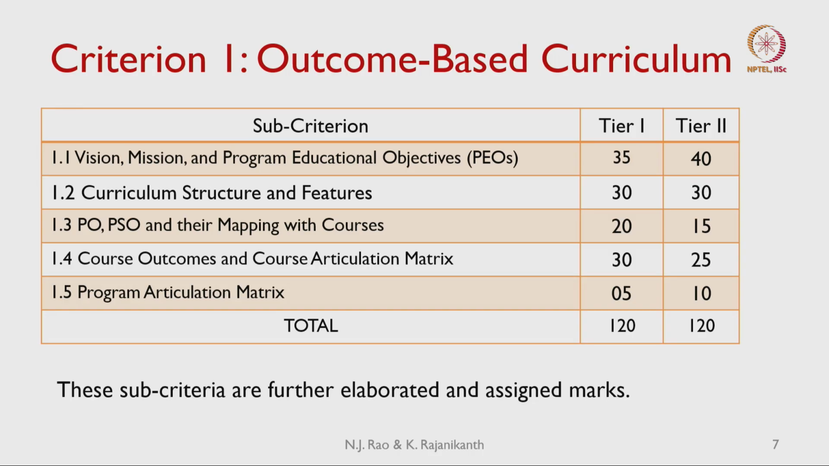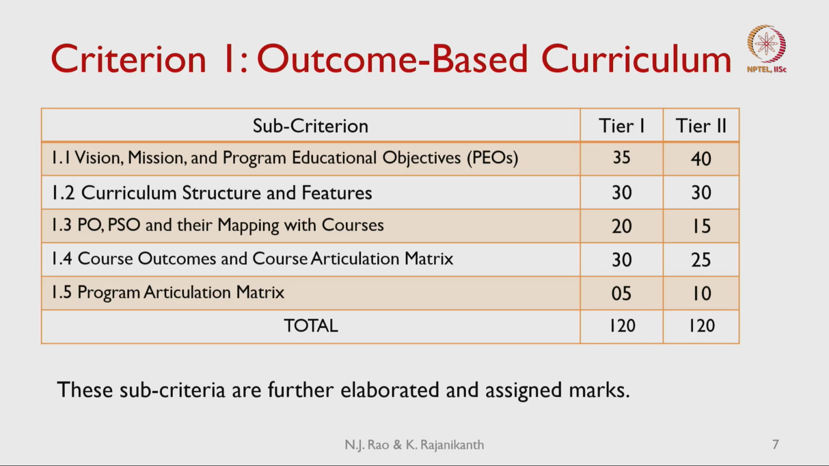So, we showed it quickly, and now we will just show what the basic criteria are. We discussed first criterion 1, which is outcome based curriculum. Then we will look at outcome based teaching and outcome based assessment, like that. So, criterion 1 is outcome based curriculum, and we saw that there are 5 sub criteria. In turn, they have many other sub criteria, but we are looking at a slightly broader picture.